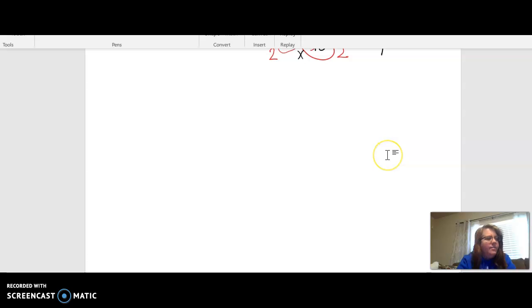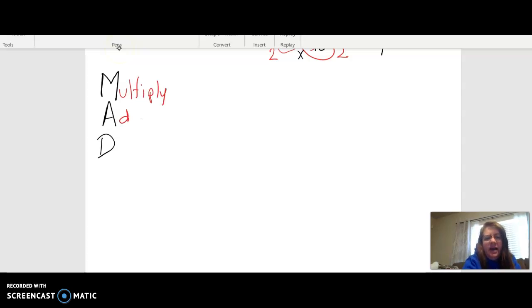So when you do that, make sure you're thinking about going MAD. Yes, MAD. Be really mad, right? Okay, so who remembers MAD? When I have a mixed number, I want to go MAD. And MAD means first I multiply, then I add, and then I leave the denominator the same. I don't change my denominator, okay? So MAD: multiply, add, denominator. Say it, MAD, multiply, add, denominator.